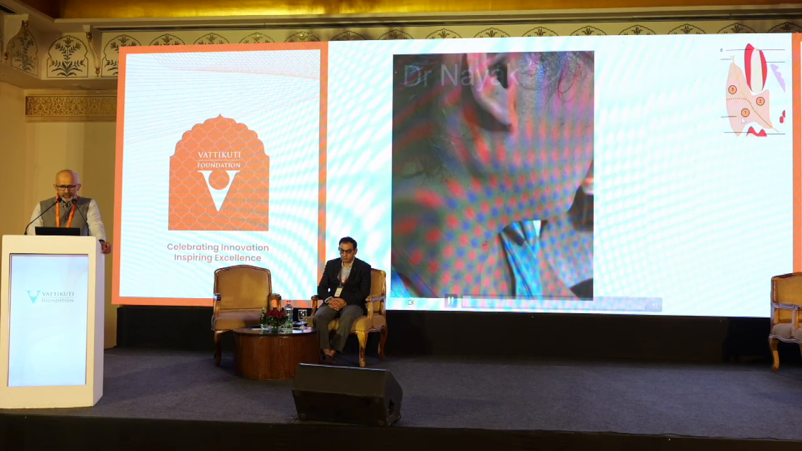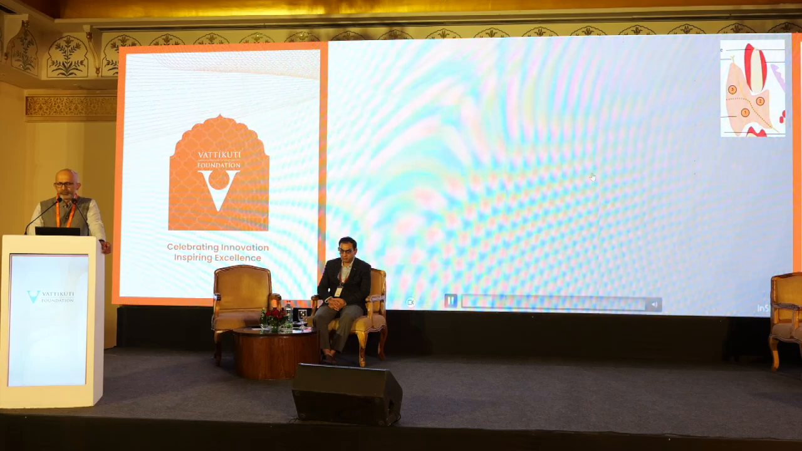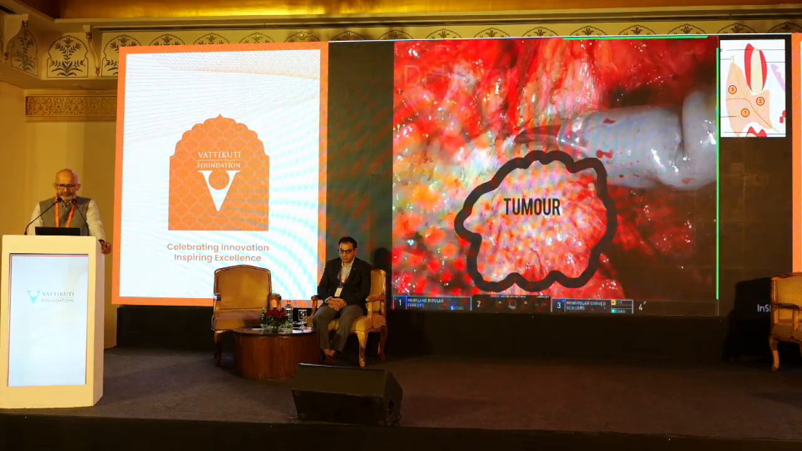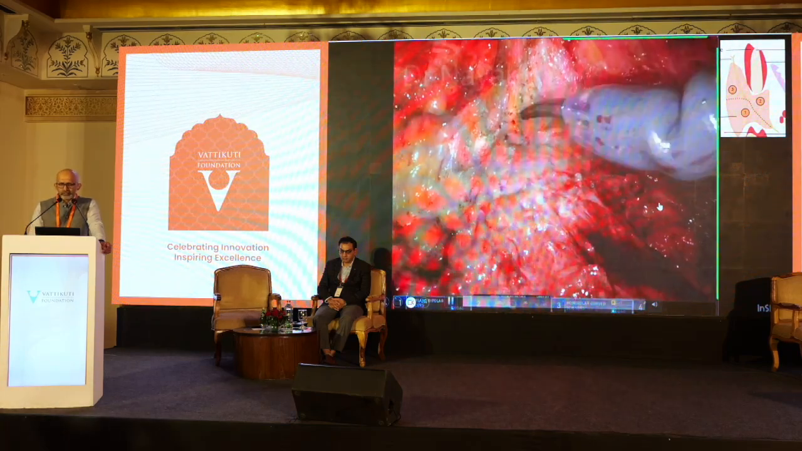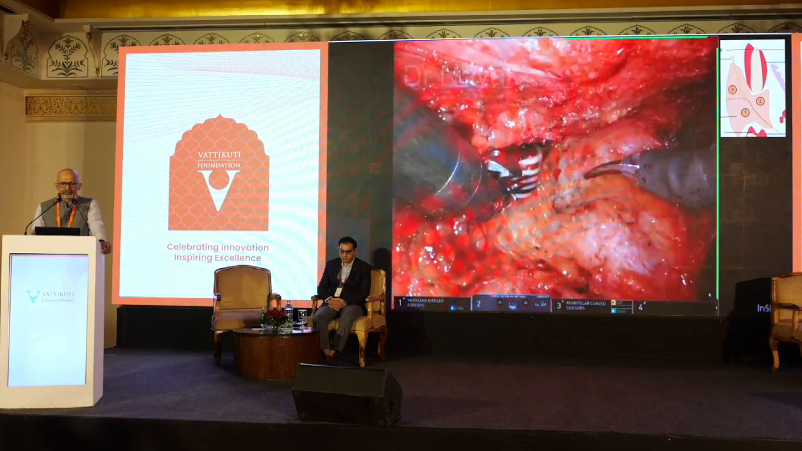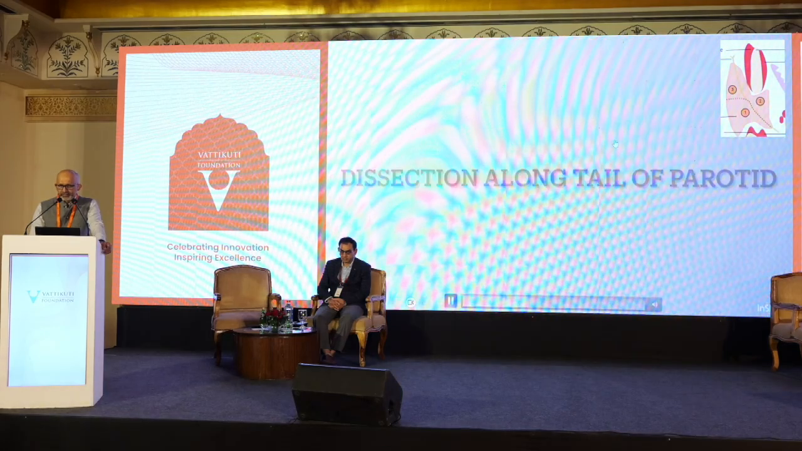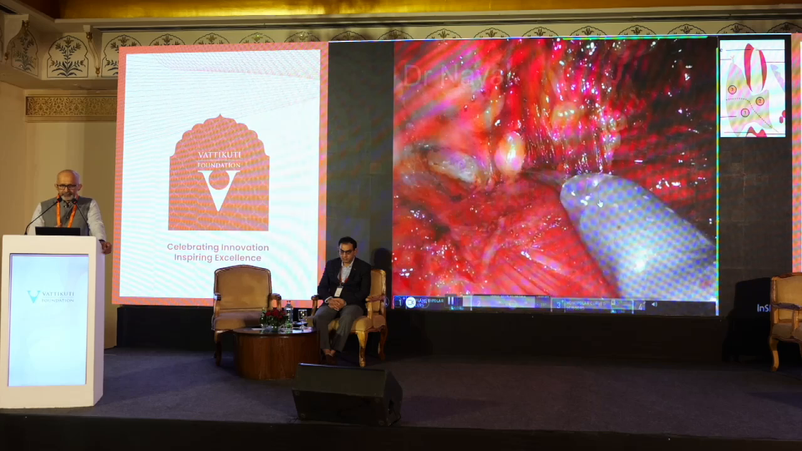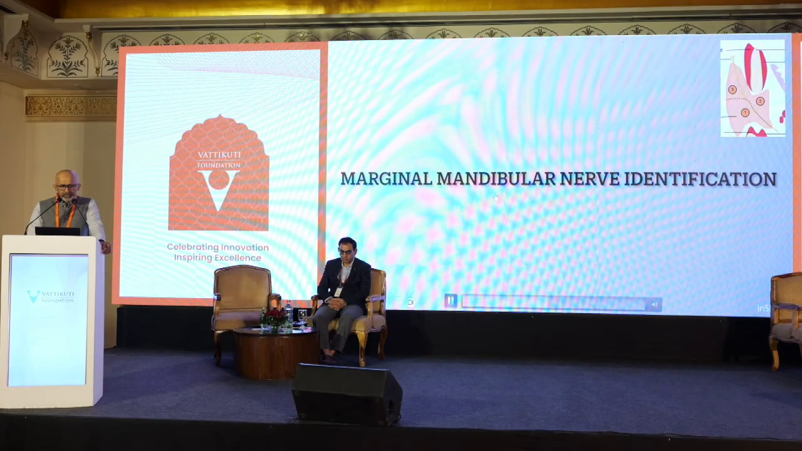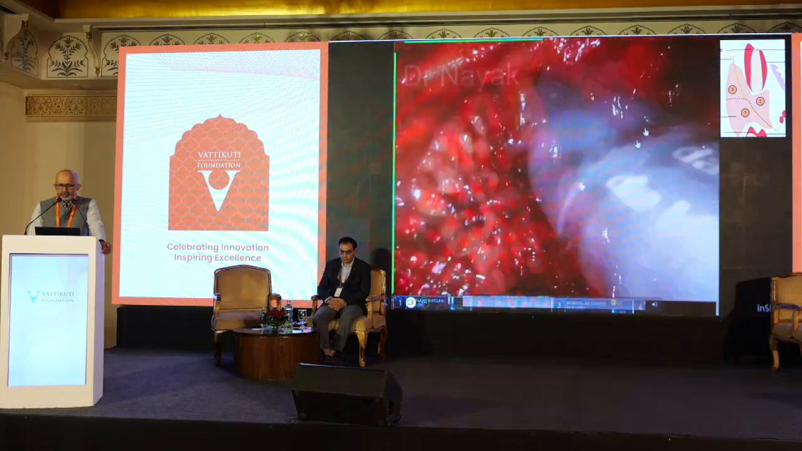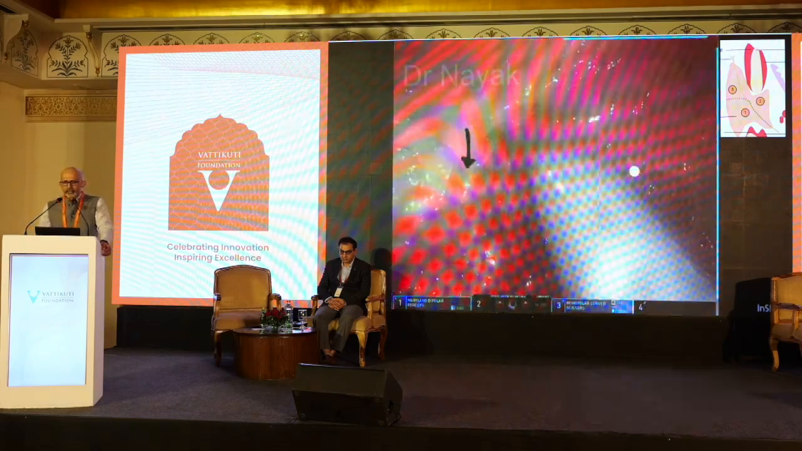So, this is zone 1. It's very simple to raise the flap. We have done it before, but the dissection in this technique, once you expose the tumor, is a retrograde dissection. The marginal mandibular nerve is identified, and we go backwards. This is the great auricular nerve. The tumor is dissected, and once the tail of the parotid is lifted up, that's where the tumor is, and this is the digastric muscle, and we go and identify the marginal mandibular nerve. That's the marginal mandibular nerve, and the dissection happens in a retrograde manner.